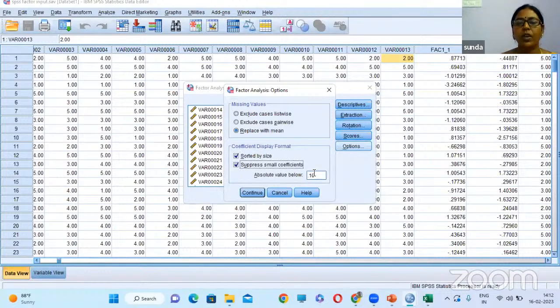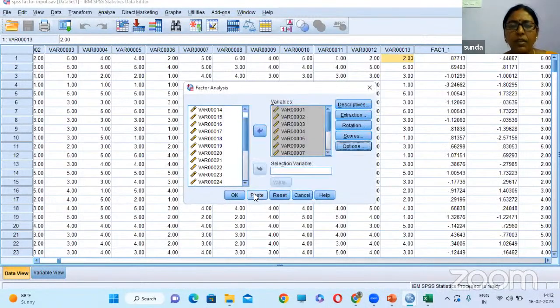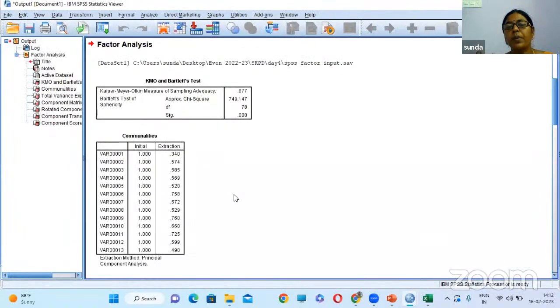Suppress the small coefficient, where if you want to suppress anything having less than 0.5 factor loading, you can suppress. So anything more than 0.5 will give you a better result. But in general, a factor which is of least importance can also be an important study variable for some studies. Even that we can identify, and that can also be pointed out.